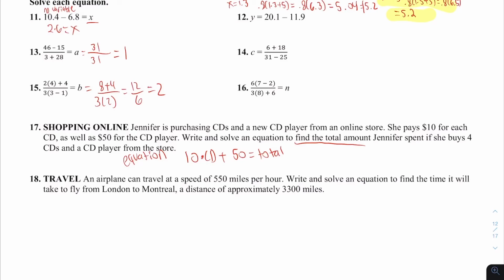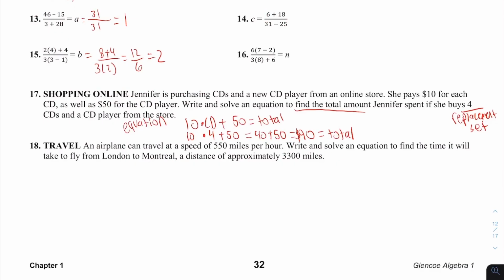But then it said to solve it. So if we're going to solve it, then that means we're going to take this number 4, and this is going to be our replacement set. It's only one number, but it can still be a set. So we're going to replace CD with 4. 10 times 4 plus 50 equals 40 plus 50 equals $90 equals the total.